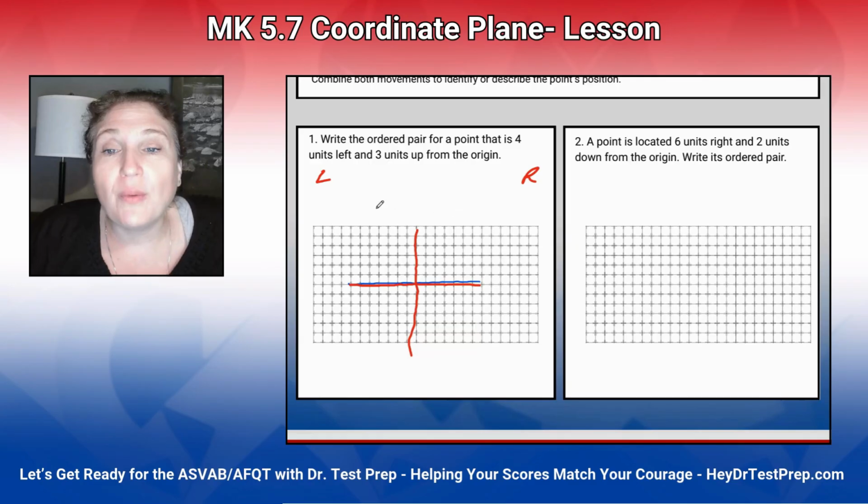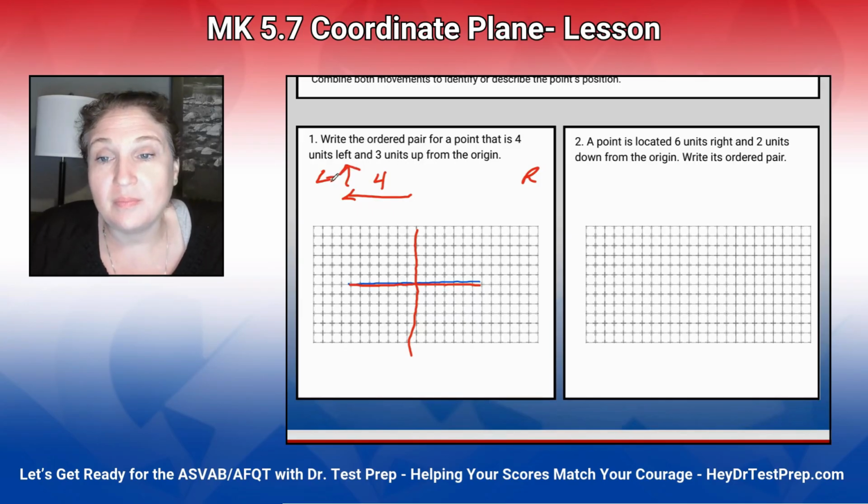So if I'm going 4 left, I'm going 4 units this way. Then it wants 3 units up. So I'm going to start here and count back. This always starts at 0. So 0, 1, 2, 3, 4. So this would be -4. Then it says up 3. 1, 2, 3. So this would be my point. And my point here would be (-4, 3), because we always say left or right first, then up or down.